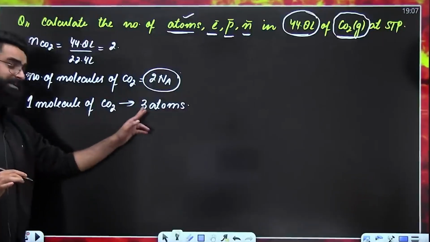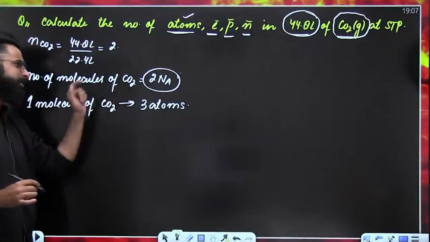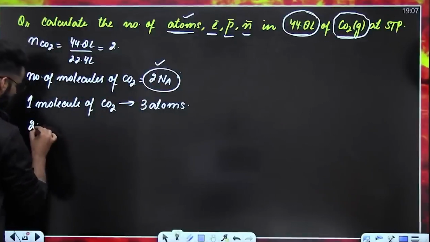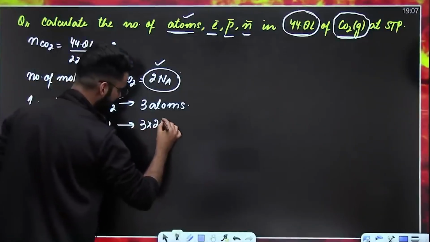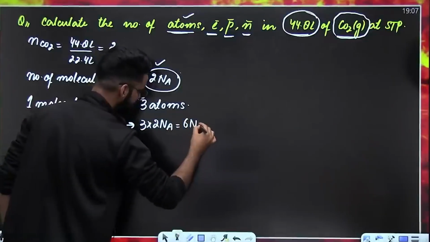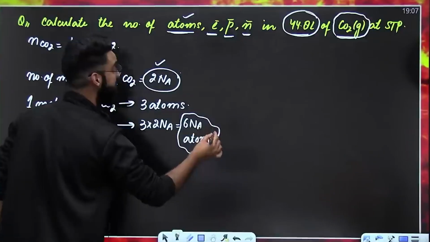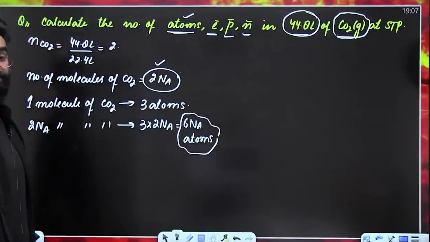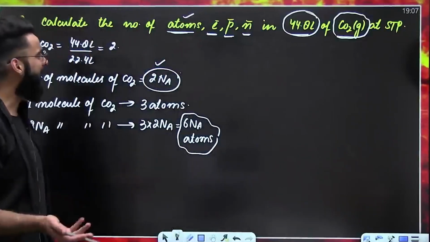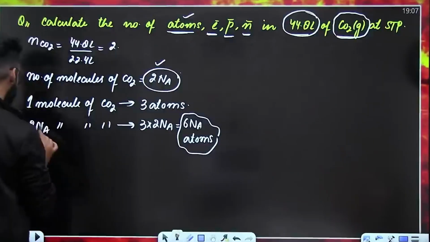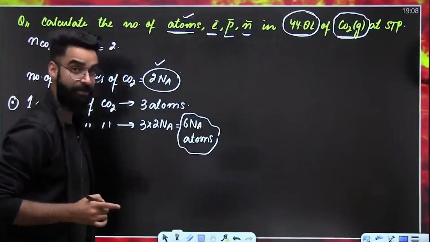So 2 molecules of carbon dioxide will contain, multiplied by 2, 3 molecules multiplied by 3, 4 molecules multiplied by 4. How many molecules do we have? 2 Na. So 2 Na molecules of carbon dioxide will contain 3 multiplied by 2 Na. The value comes out to be 6 Na atoms. So in total, you will find these many atoms present in 44.8 liters of carbon dioxide. Perfect. Since atoms you have calculated, now it is time to calculate electrons.